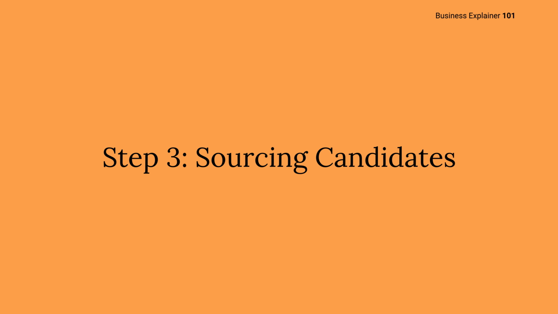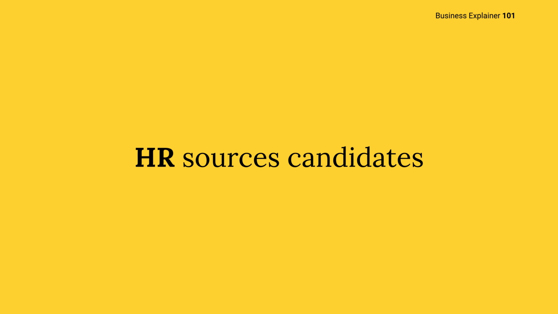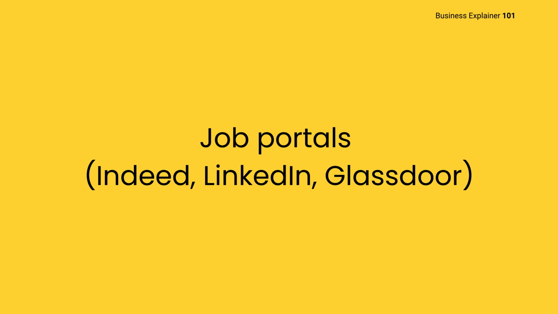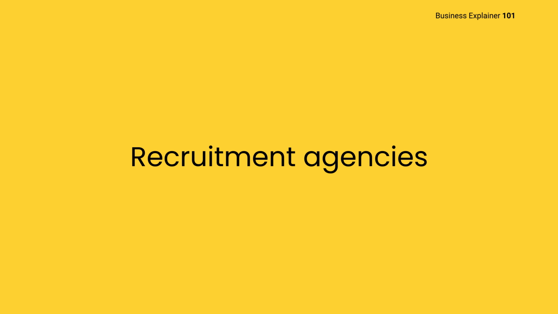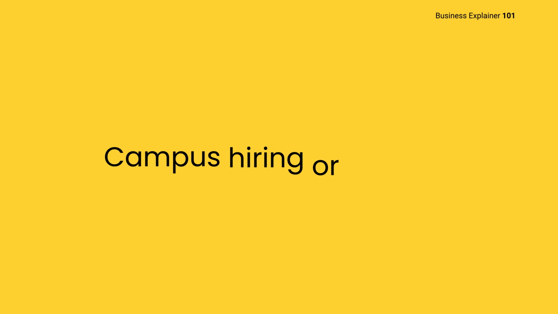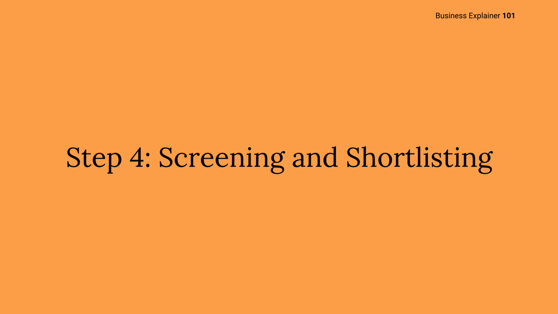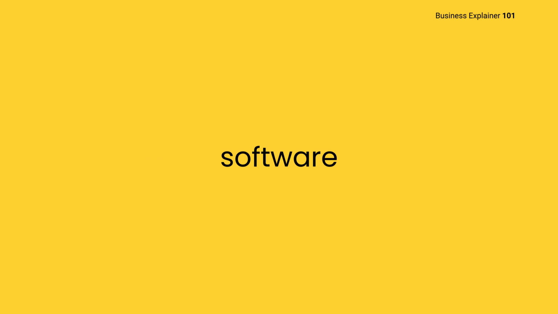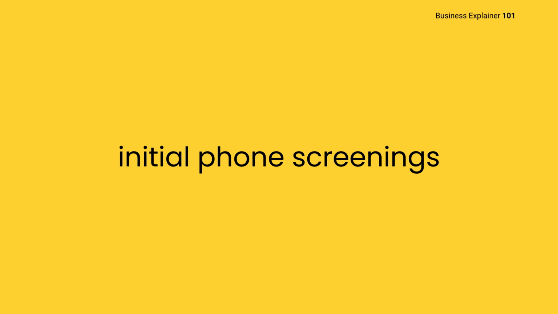Step 3. Sourcing candidates. Now it's time to get the word out. HR sources candidates through job portals, Indeed, LinkedIn, Glassdoor, company career pages, recruitment agencies, employee referrals, campus hiring or job fairs. Step 4. Screening and shortlisting. Here's where we filter applications. HR uses tools or software to identify the most promising candidates based on resumes, skills tests, or initial phone screenings.